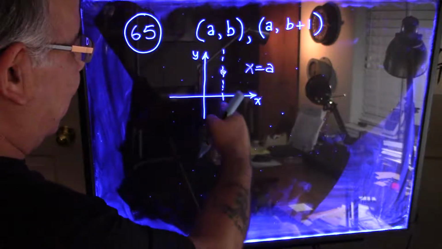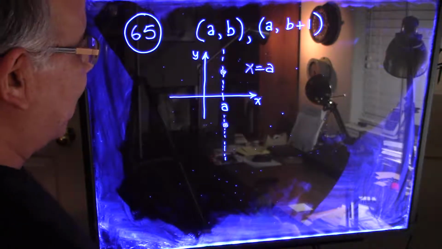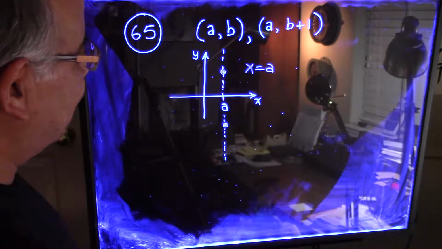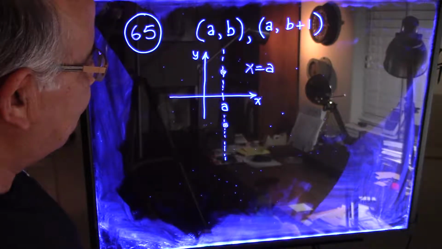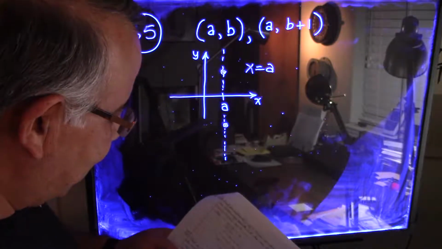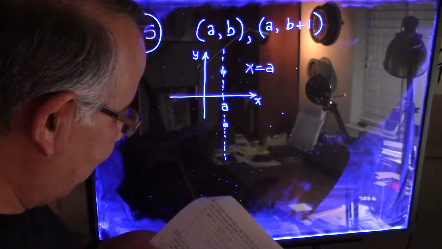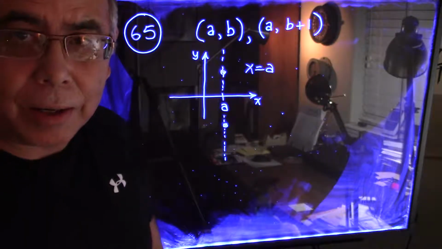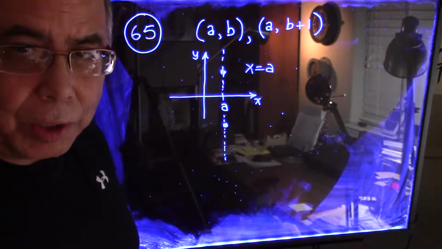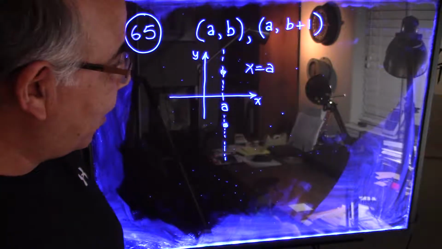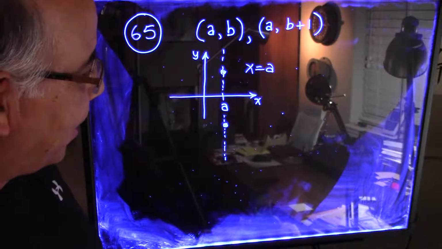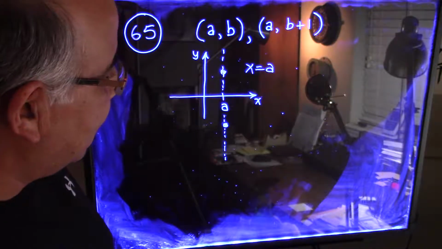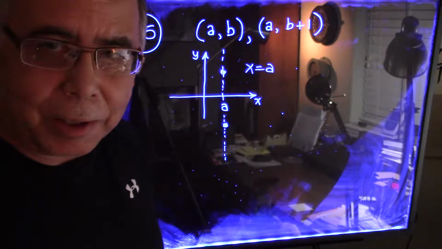So, in other words, the x-coordinate of every point on this line equals A. Alright, so these 2 points are on that line. So there you go. So this is a vertical line with equation x equals A. It's a similar situation with a horizontal line, but the y-coordinate in that case will always be the same. y equals B, if you want to say, or something like that.